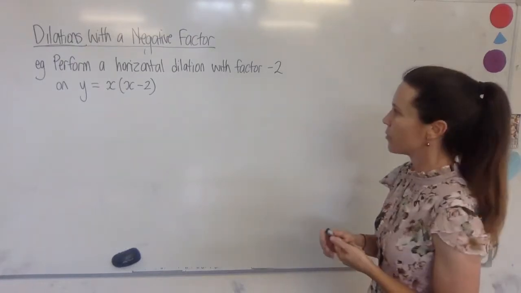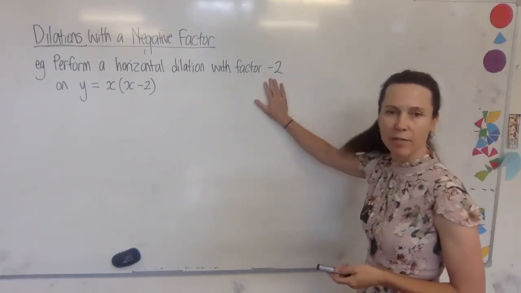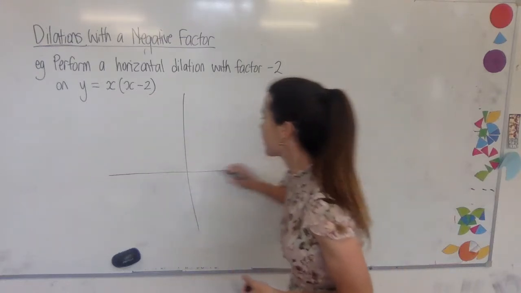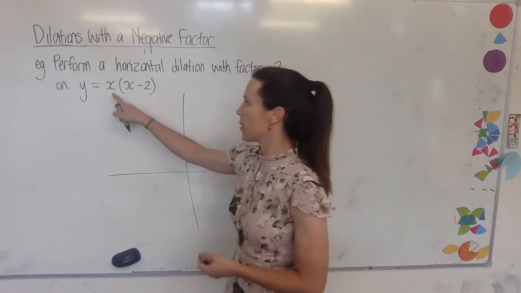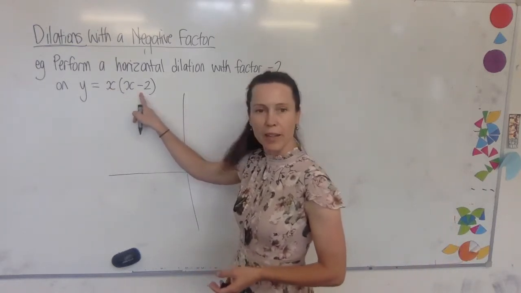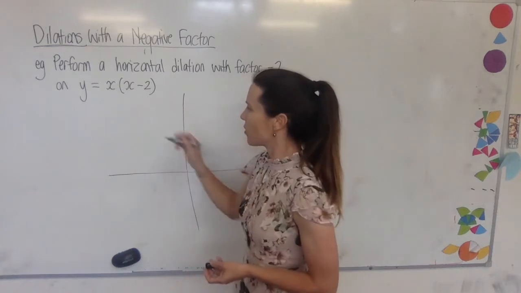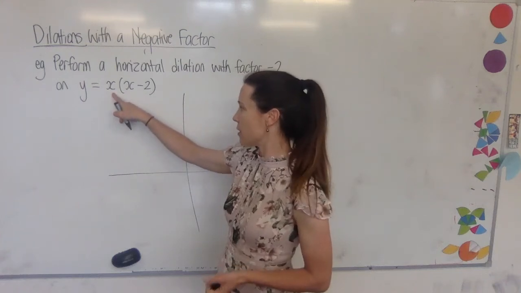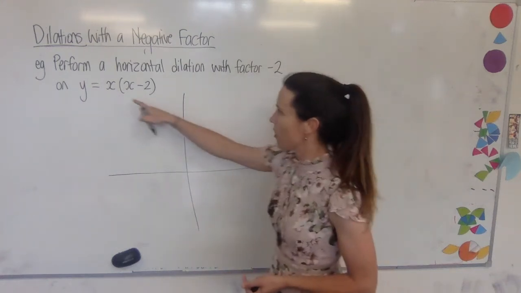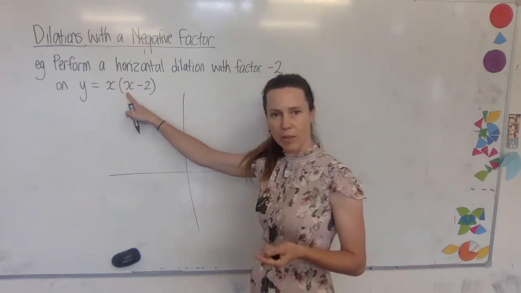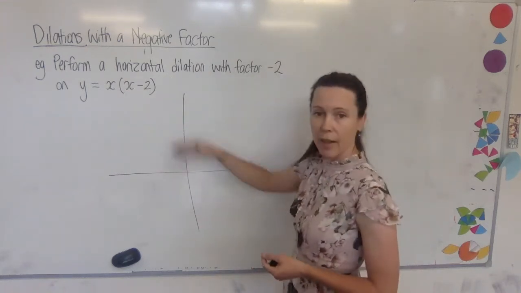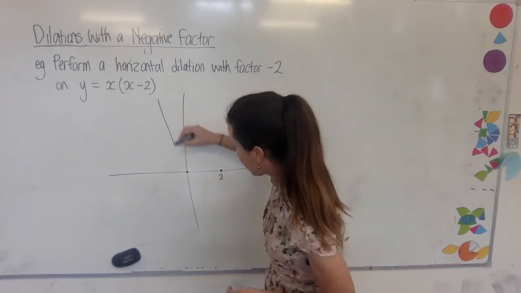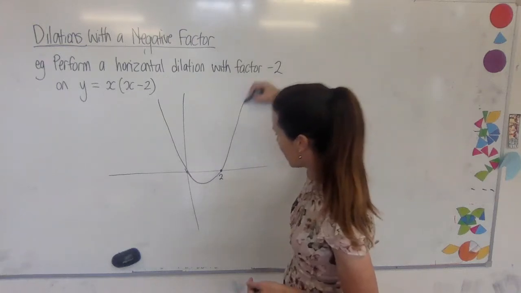So for our example here, we want to perform a horizontal dilation with factor -2 on this parabola. Now this is the same parabola that we looked at in an earlier exercise today. Let's start by just drawing it. We can see that this is x squared minus 2x, but it's easier to work with in this factorised form because I can let y equal 0 and see that x would have to be 0 or 2. So I've got a parabola because the highest power of x here is x squared, and it's positive x squared, so it's an upright parabola. And it must go through the points 0 and 2 on the x-axis. So I can go ahead and rough in something like this.